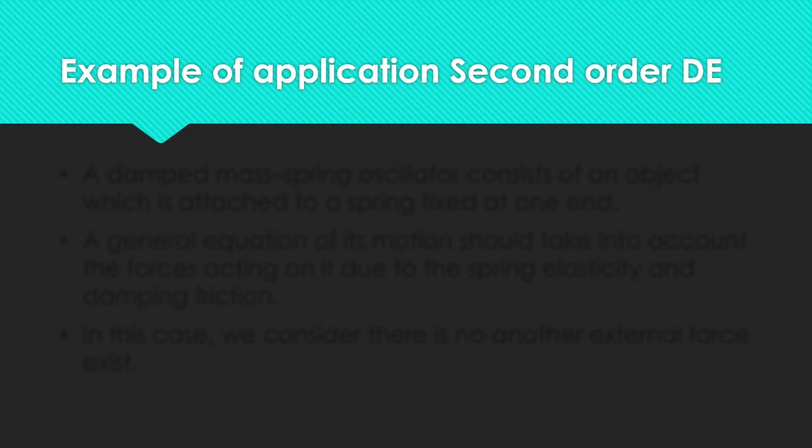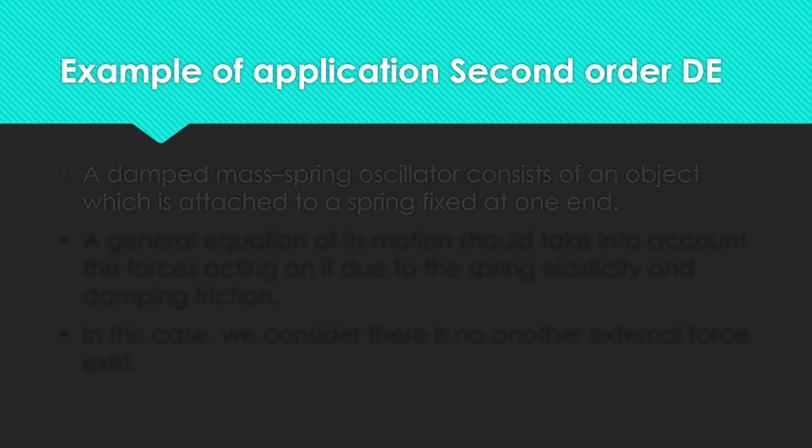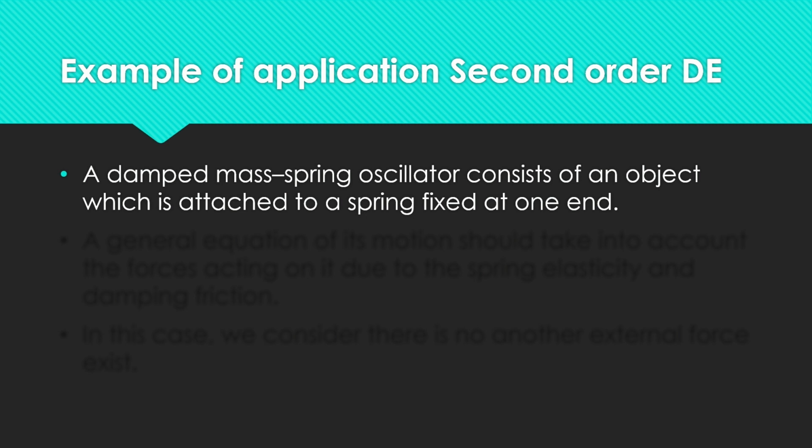Now we are going to discuss the application of second order linear differential equations. In our case, we take the motion of a mass spring oscillator as the application. A damped mass spring oscillator consists of a mass m attached to a spring fixed at one end.